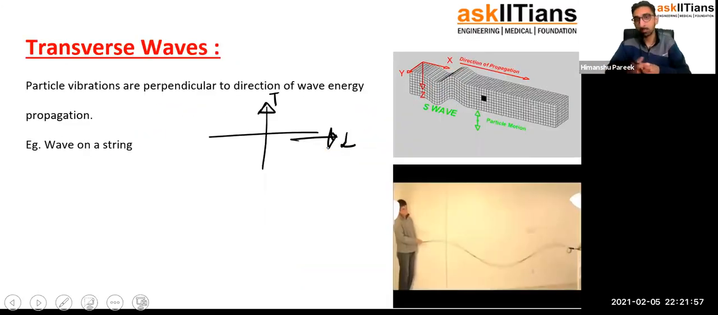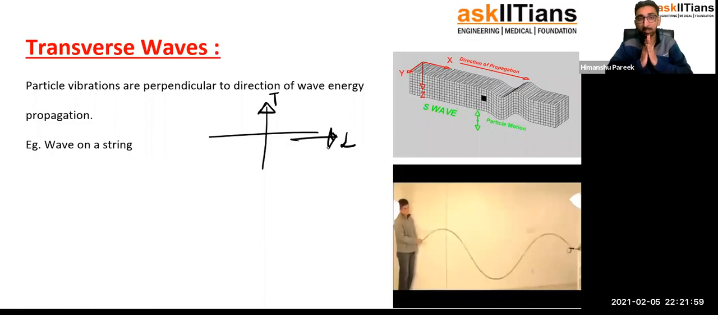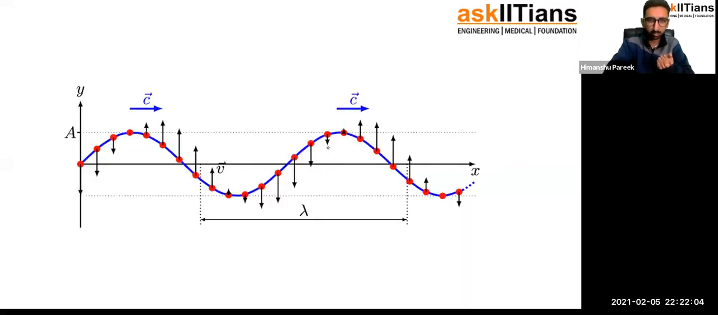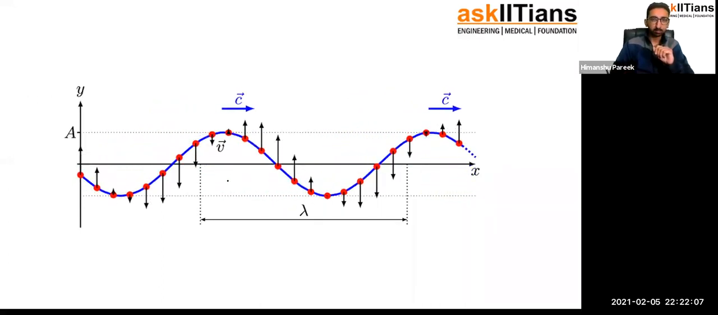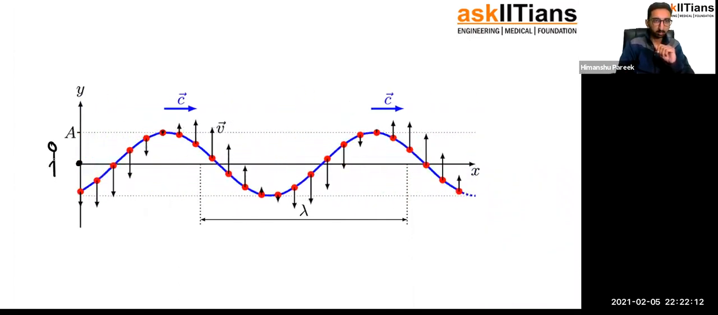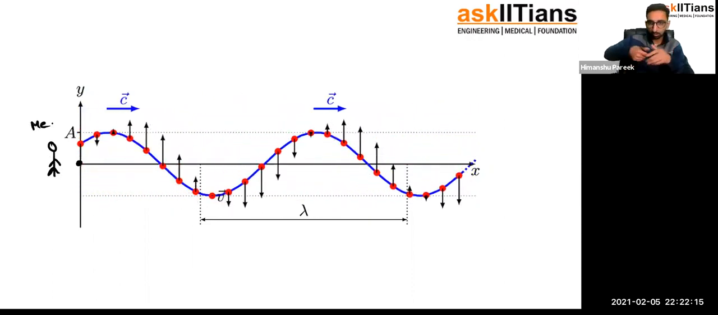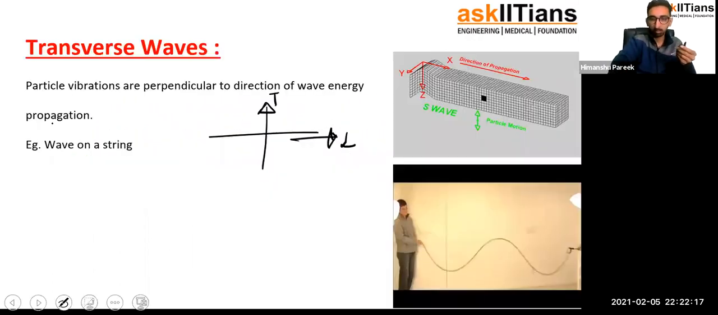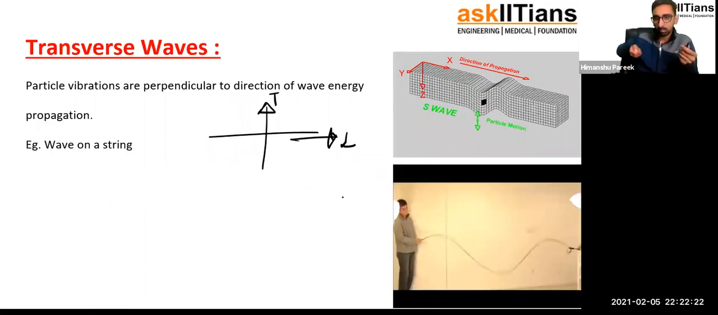So what is transverse? When vibrations are happening perpendicular to the direction of wave energy propagation. Very simple. Suppose I am standing at this place, and I have a string in my hand, like the guy in picture number 2, the bottom one. The other end of the string is tied to a wall, so that is fixed. Now what I'm doing with this string, I am producing a wave.